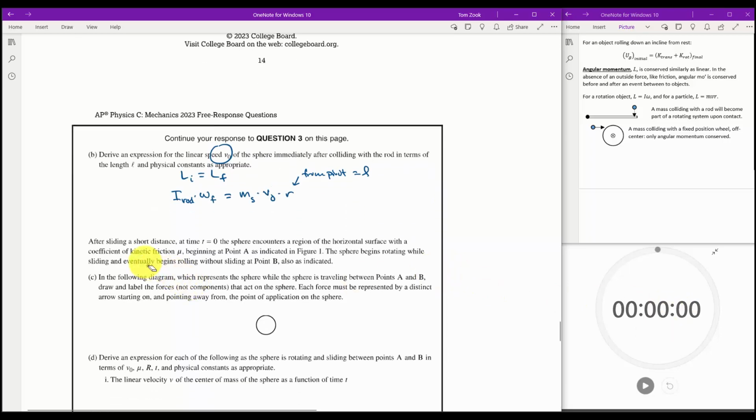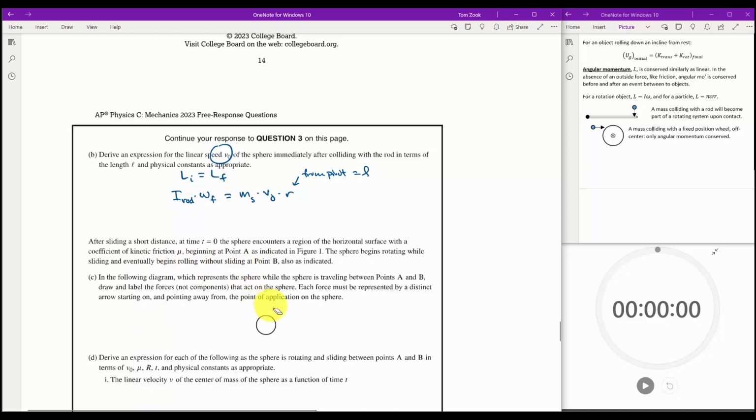Okay, it says after sliding a short distance, at time equals 0, the sphere encounters a region of horizontal surface with the coefficient of kinetic friction mu, beginning at point A as indicated in figure 1. The sphere begins rotating while sliding. Oh, so it's sliding and rotating. It's like a bowling ball. And eventually begins rolling without sliding at point B. So that's the common way of looking at it.